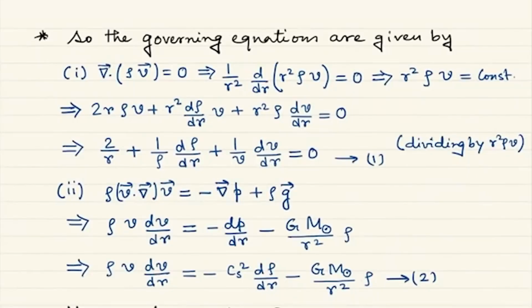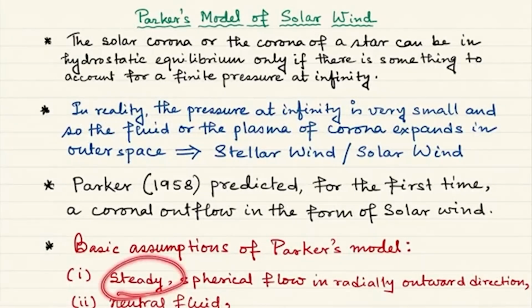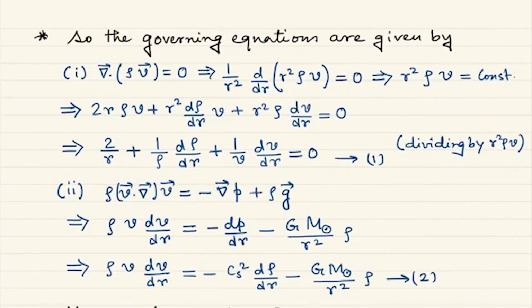Now, the governing equations we can write in this way. First of all, we said this is steady flow, so all the del t terms will go away. And so this is the continuity equation: divergence of rho v is equal to 0.